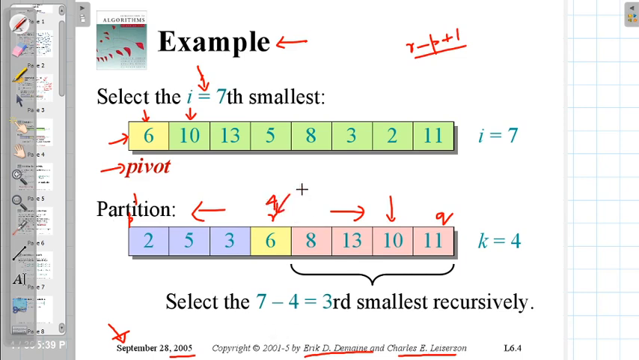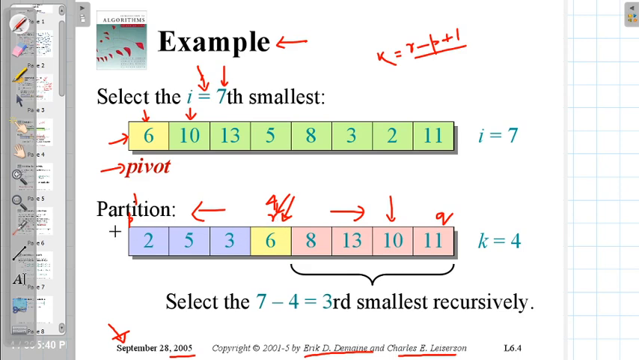So now I have k equal to R minus P plus 1. Then this is the kth position. This 6 is in the kth position of this array, and that will be the kth smallest element. You see, this 6 is the 4th smallest element, and I have to find out the 7th smallest element.